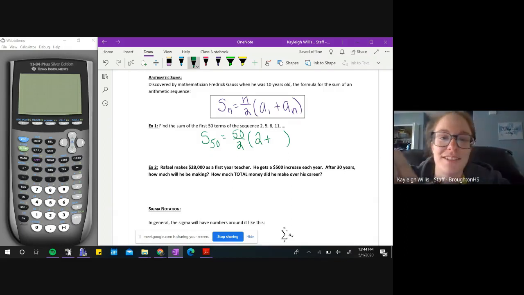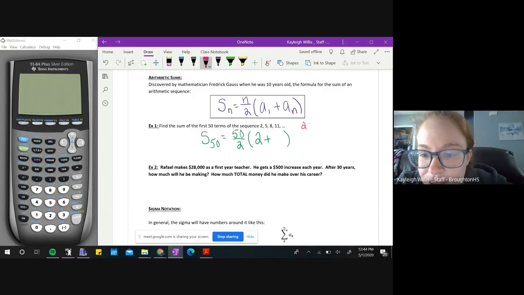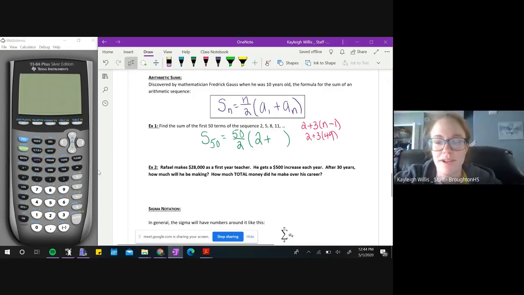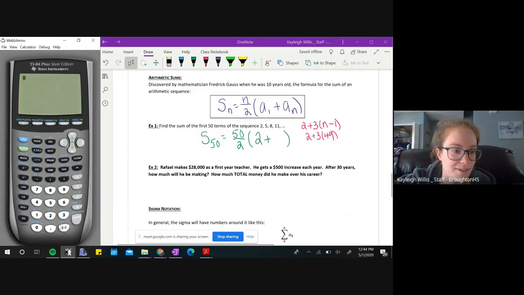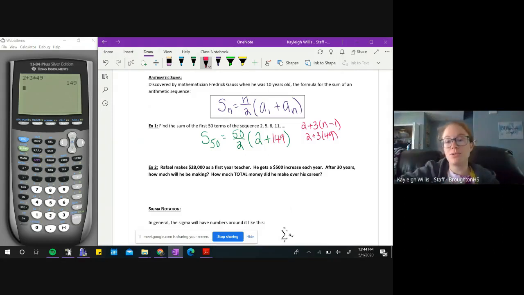What's the common difference? What's the common difference, y'all? 3. So a sub 1 is 2 plus my common difference, which is 3. And then I can plug in n minus 1. Now you can clean it up, but I feel like that's doing too much work when I could just plug in 50 minus 1, which is 49. So to get the 50th term, I would just do 2 plus 3 times 49. I actually need my calculator for this. So 2 plus 3 times 49. 149. 149. Thank you, Miss Marshall. So 149.